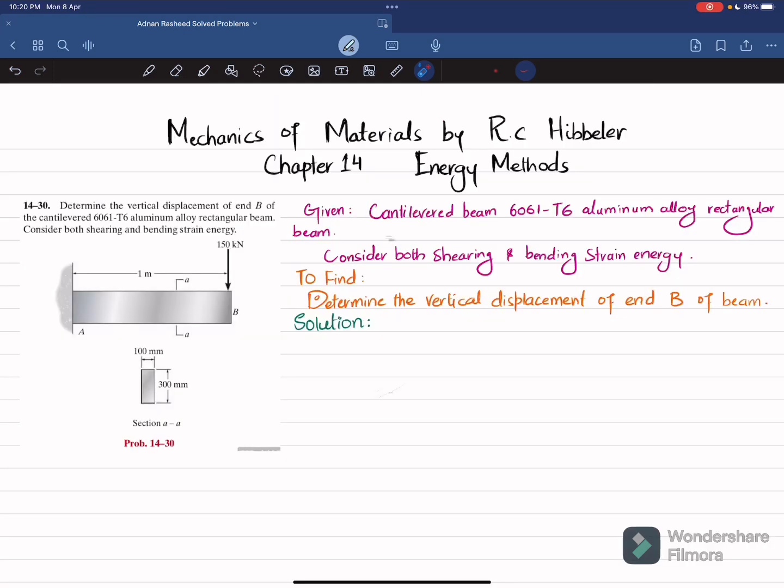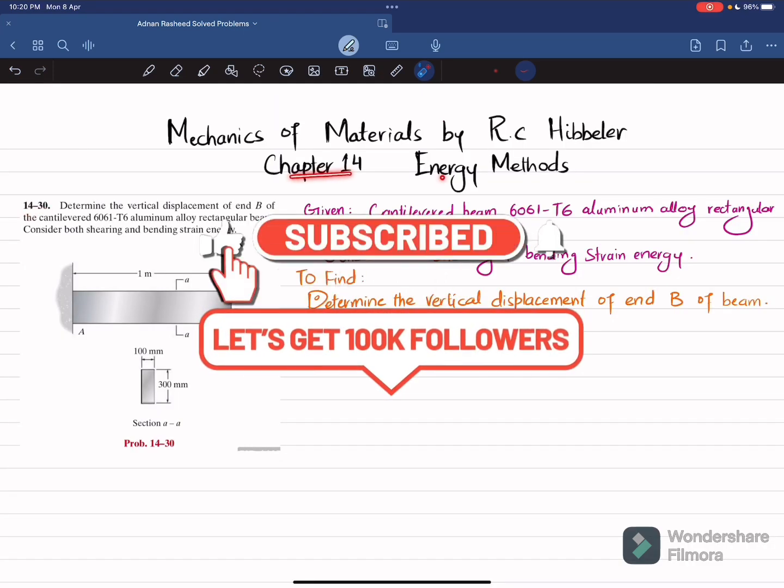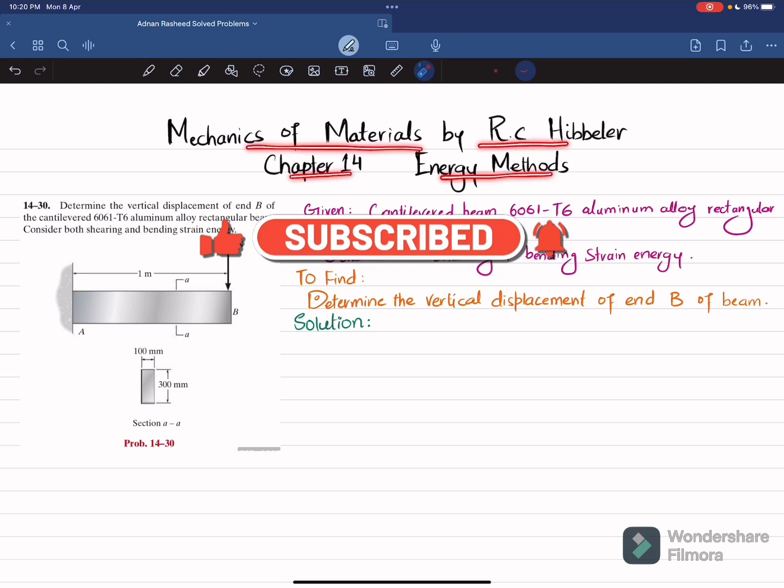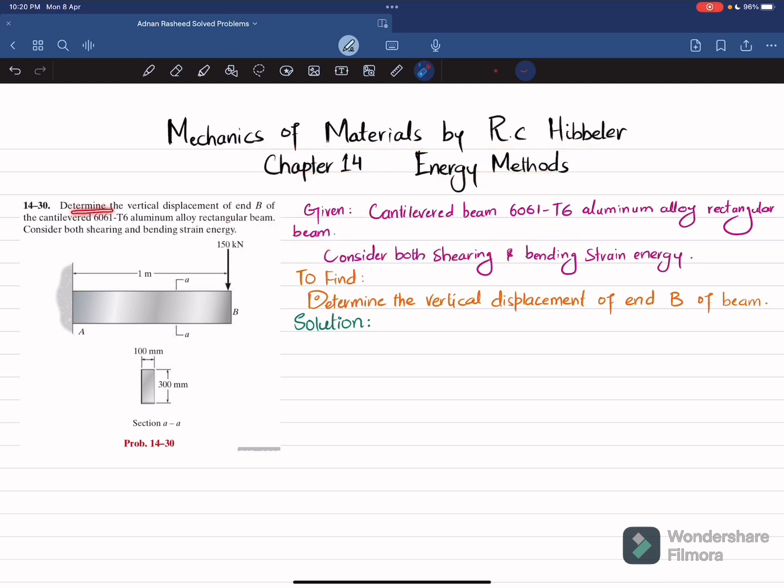Welcome back. Problem 14-30. This problem is taken from chapter number 14, Energy Methods, and the book is Mechanics of Materials by R.C. Hibbeler. The statement is: determine the vertical displacement at B of the cantilever 6061-T6 aluminum alloy rectangular beam. Consider both shearing and bending strain energy.